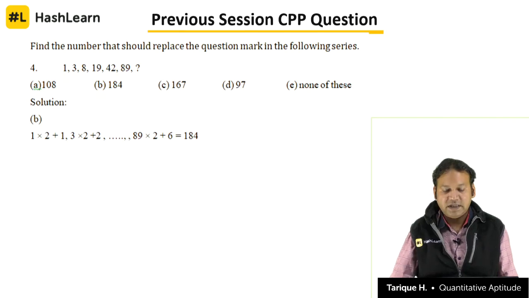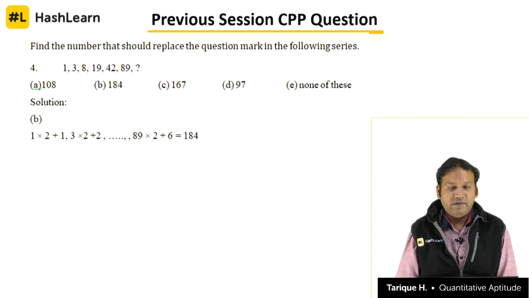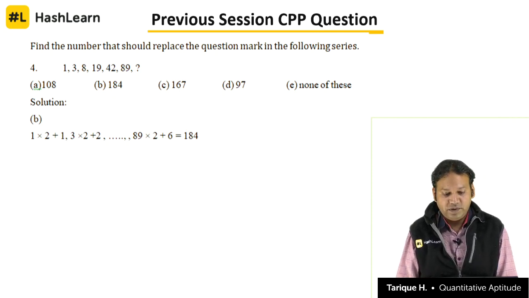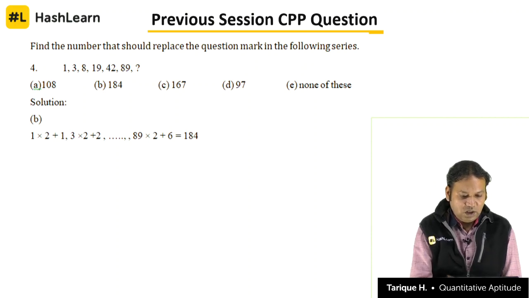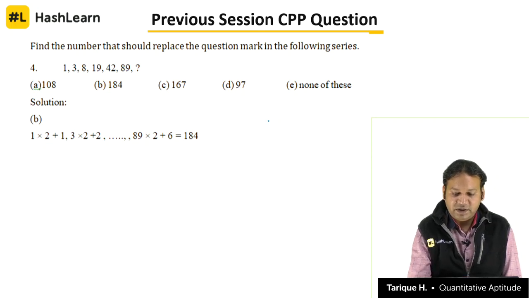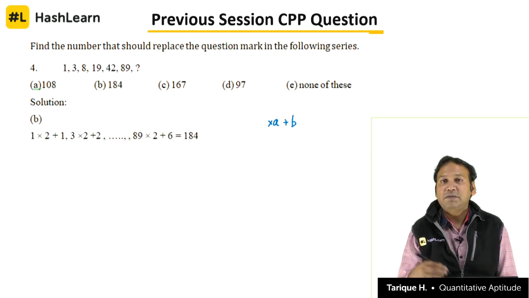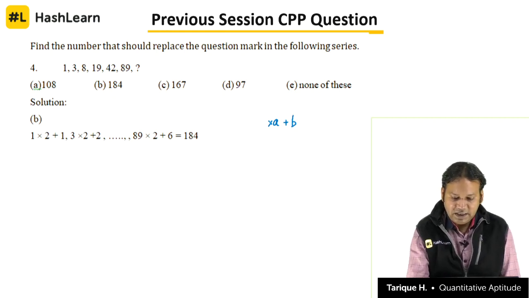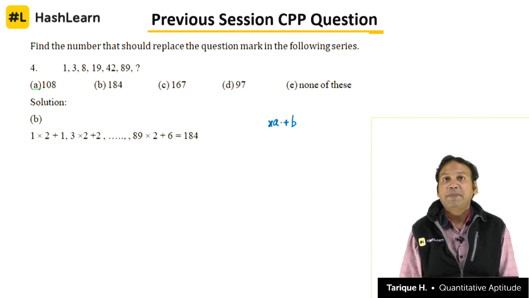First let's see the previous session CPP question, that is from the session yesterday. Find the number that should replace the question mark in the following series. We have the numbers given to you 1, 3, 8, 19, 42, 89, and you can see what is the logic used here. The logic is, it's a mixed series. What type of series? Mixed series, where we have something into A and either we are doing plus B or minus B, right. So into A plus B, into A minus B, that means it is not simply multiplication, it is not simply addition, it is both, right.